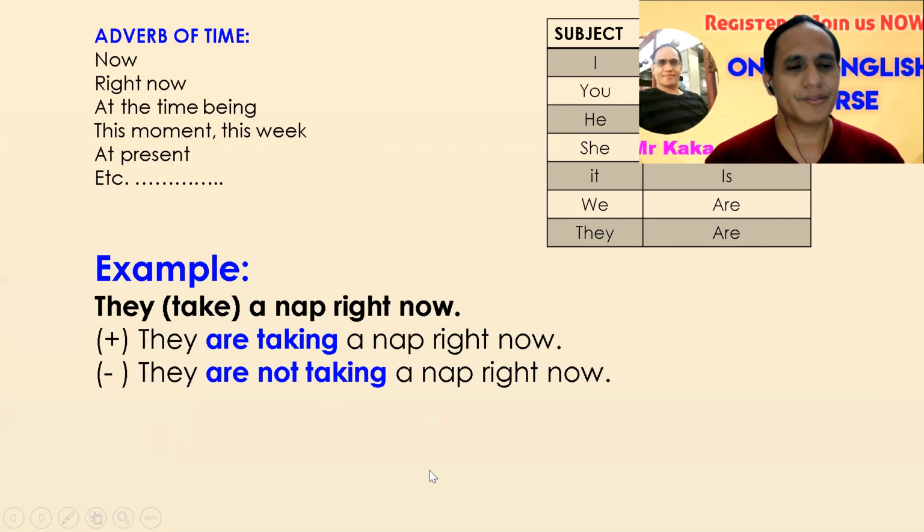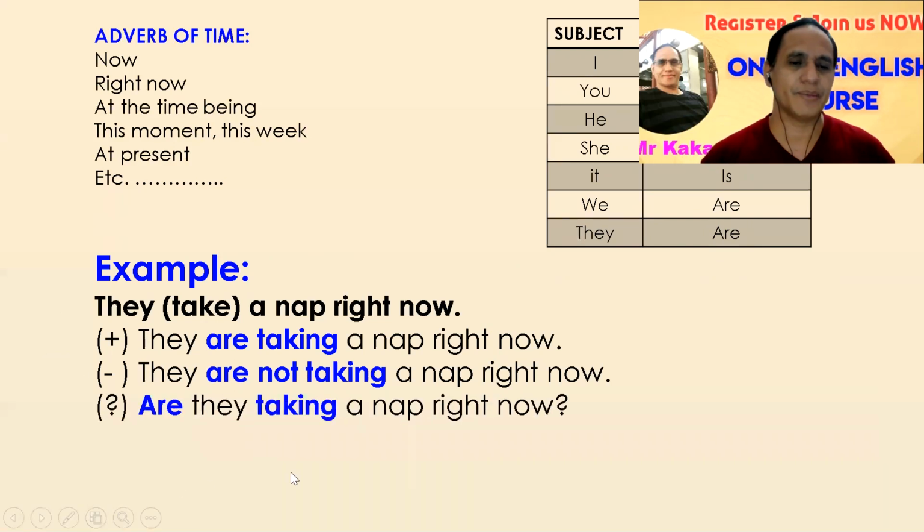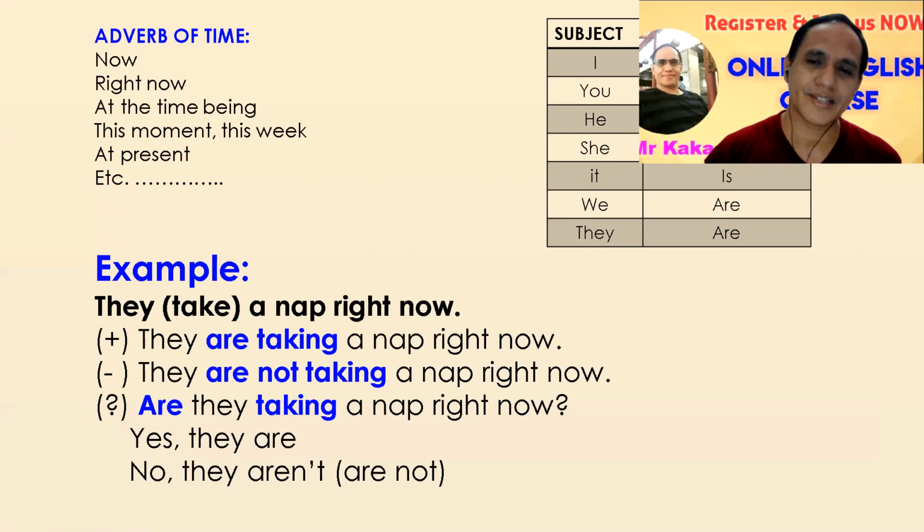Next, the negative sentence of simple present continuous tense will be they are not taking a nap right now, right? This is the negative form. And what about the interrogative form? For the interrogative form, it will be are they taking a nap right now? In bahasa you will say apakah mereka sedang istirahat saat ini? So the answer will be yes, they are, or no, they aren't. This is the example of simple present continuous tense.